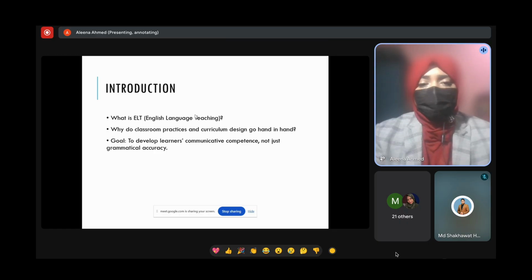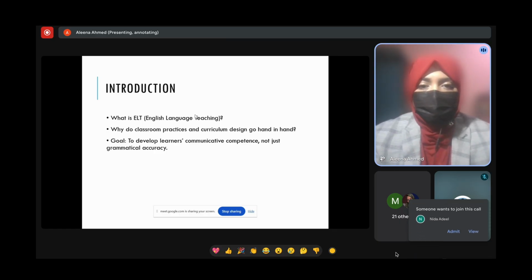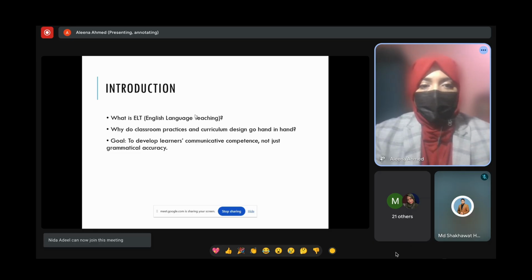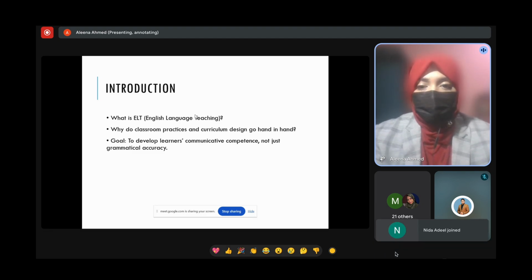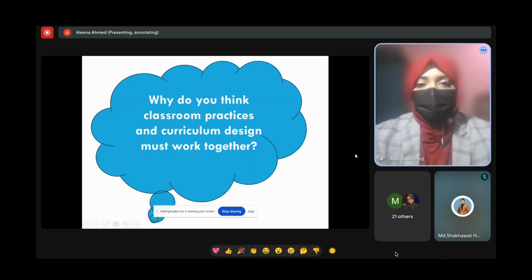So you know that ELT is defined as English language teaching. And we will now discover in this presentation why classroom practices and curriculum design go hand in hand, like why they should align with each other in the classroom. And definitely its goal is to develop learners' communicative competence, not just to memorize what they are learning, but to learn and to apply in the real world.